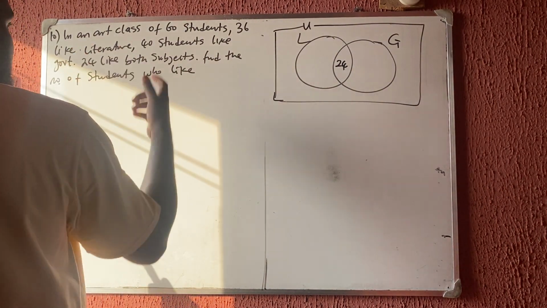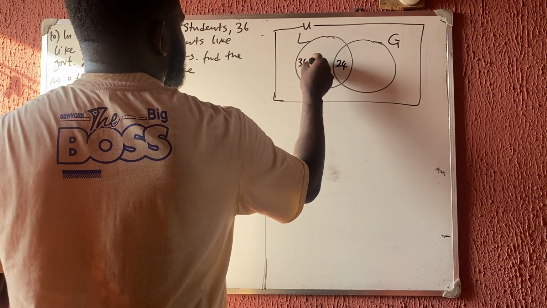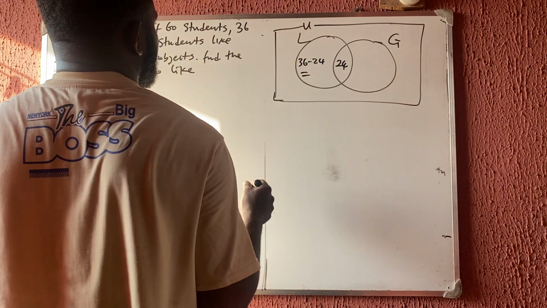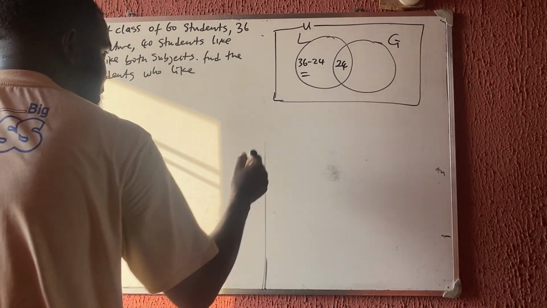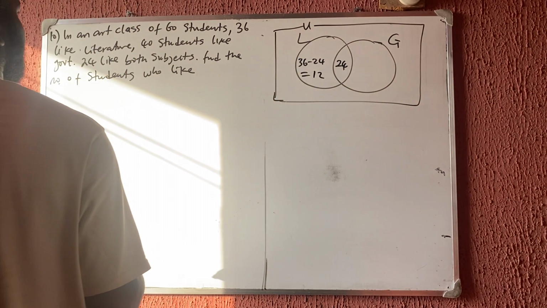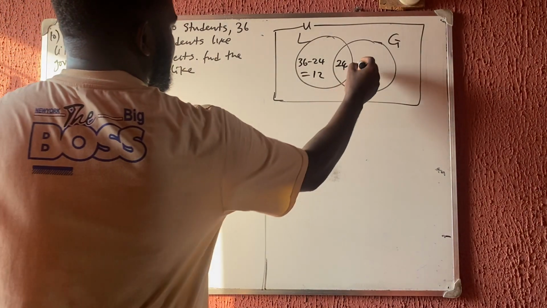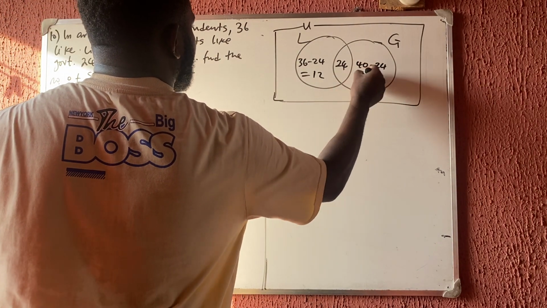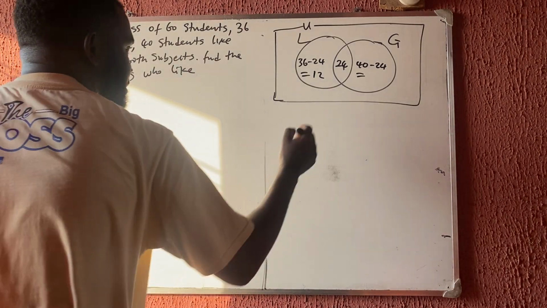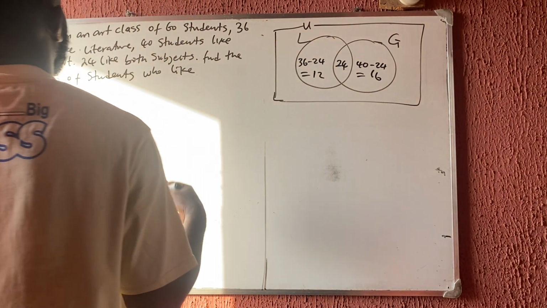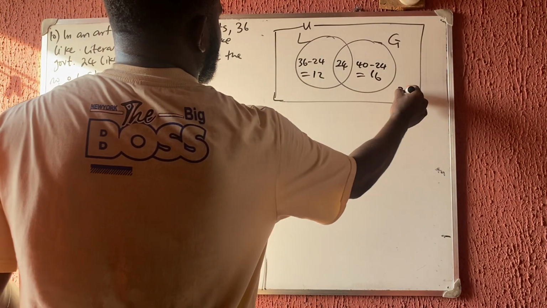So let's go to literature. 36 like literature. I did not see only, so I must say 36 minus that 24 to get only literature, which is 12. So only literature is 12. So 40 like government without saying only. So I'll say 40 minus 24, so I'm having 16. So the people that do not like it at all should be here, X.